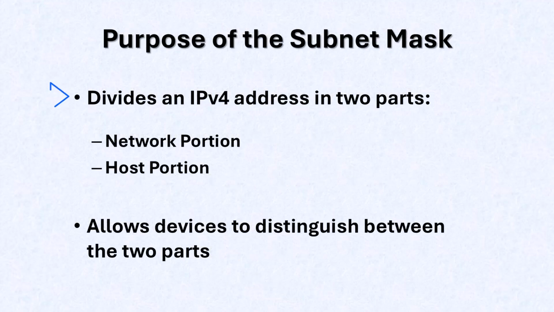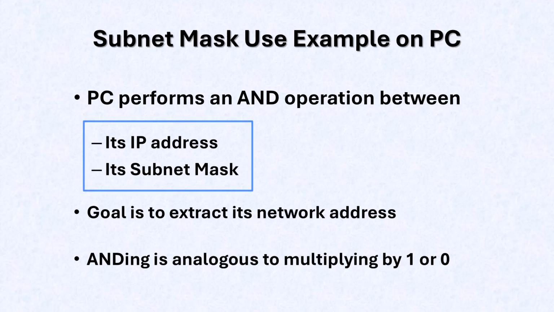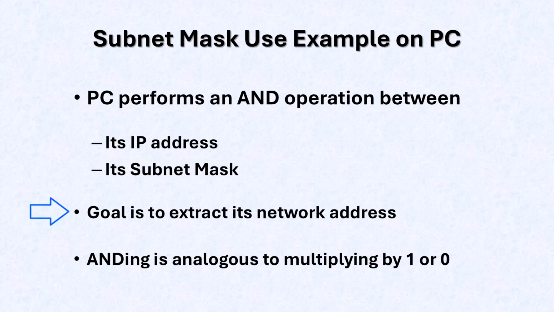The subnet mask divides an IPv4 address into two parts: the network portion and the host portion. It allows devices to distinguish between the two parts. A PC, for example, will perform a bitwise ANDing operation between its IP address and its subnet mask to determine its network address. We will explore the details in a later video.